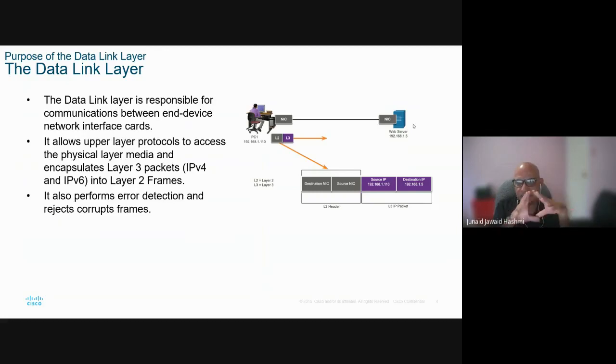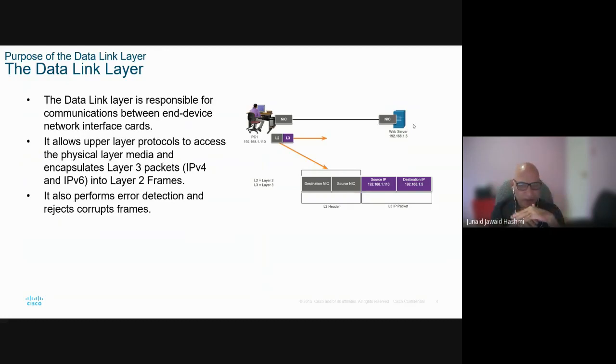So the network card is a data link layer device, and it also allows the upper layers of the OSI model, for example the network layer and transport layer, to access the physical media, which is your cables or wireless signals. It also encapsulates layer 3 packets. Layer 3 packets, which you will learn about when we talk about the network layer later on, deal with the IP addresses, either IP version 4 or IP version 6.